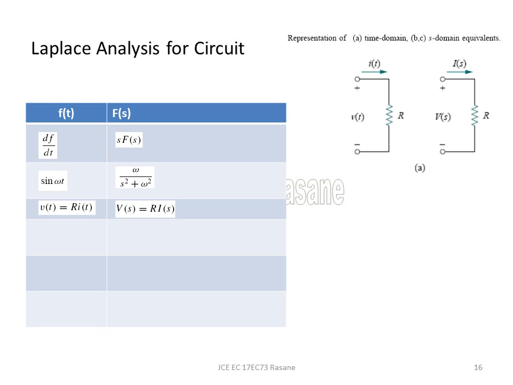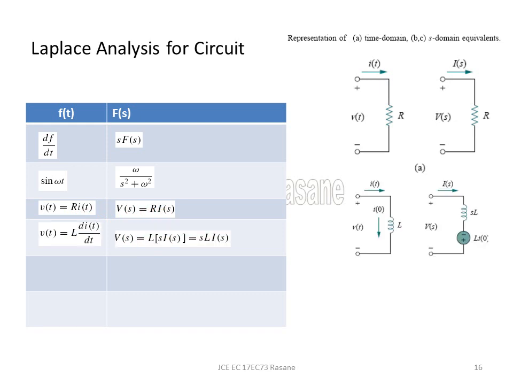Suppose I have an electric circuit where V(t) is the input, R is the load and I(t) is the current flowing through it, as shown here. This is the time domain, and in the S domain I can represent V(t) as V(s), I(t) as I(s), and R remains as it is. Hence in the S domain, V(s) equals R into I(s).